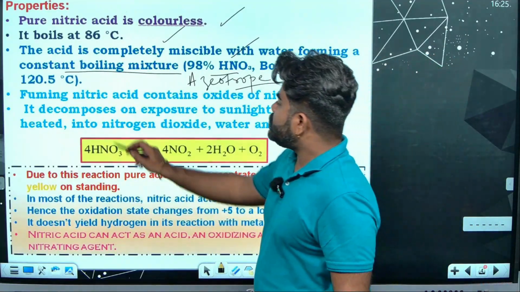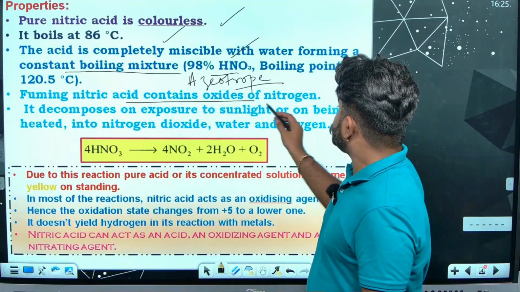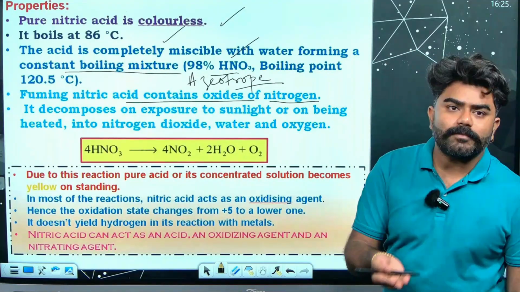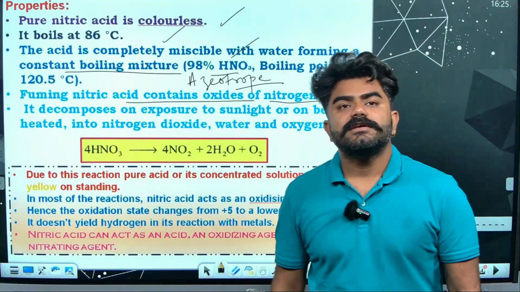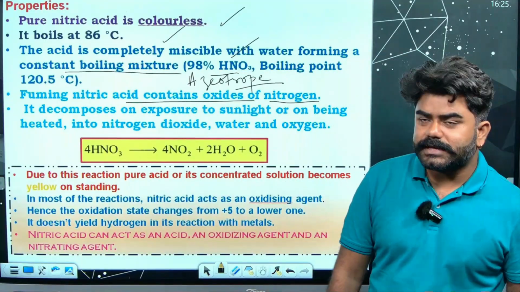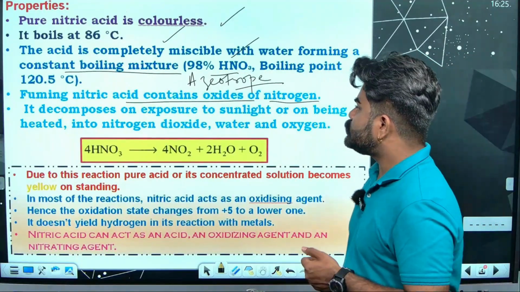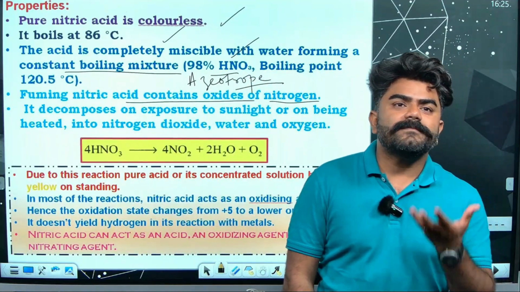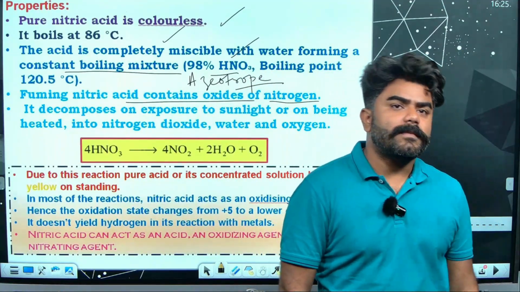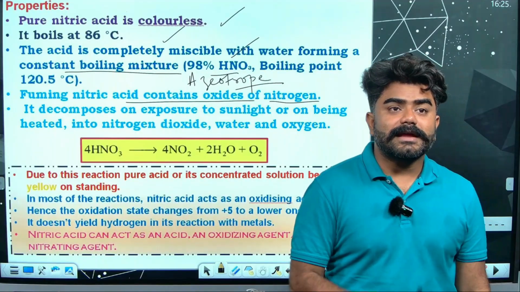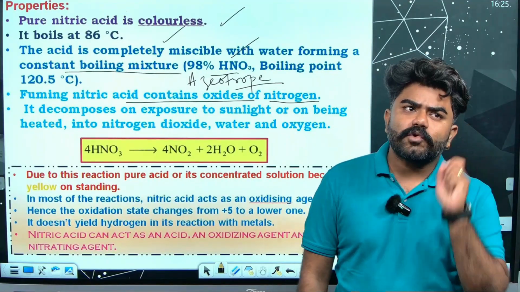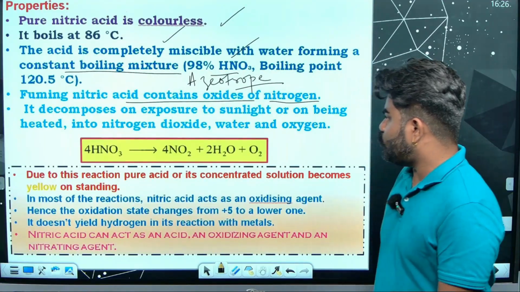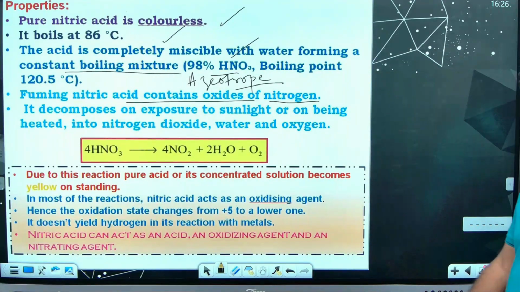Then you see that the fuming nitric acid contains oxides of nitrogen. As I told you, nitric acid can decompose because of heat, so it can form nitrogen dioxide, that is the oxides of nitrogen. So அந்த nitrogen dioxide நால தான் nitric acid பார்த்தீங்கன்னா ஒரு yellow color solution form ஆகுது. That nitrogen dioxide gives that yellow tinge to the nitric acid solution.